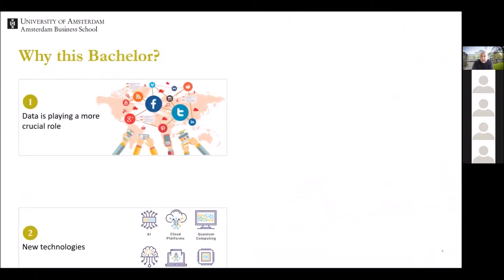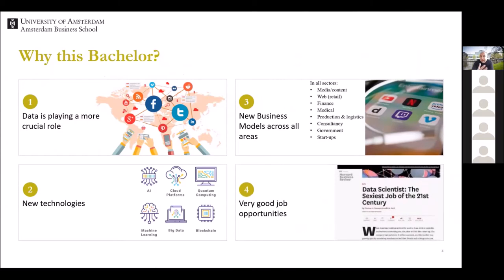Then, why this bachelor? I think we have already a part of the answer. As we see now, data is playing a more crucial role. Data-driven or data-based decisions are becoming more and more important, because apart from intuitive decisions or non-numerical know-how, we also use data in a solid way, multi-source data, to make these decisions as a decision support tool.